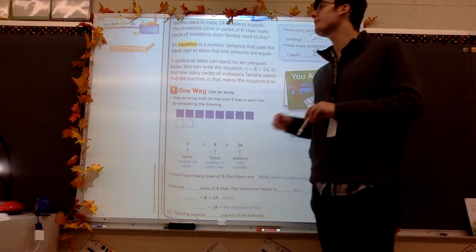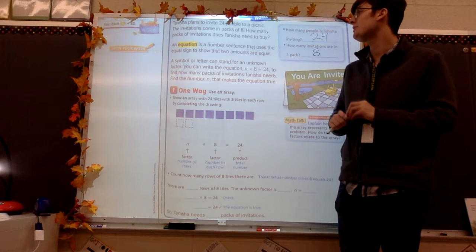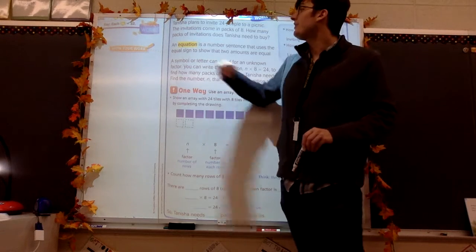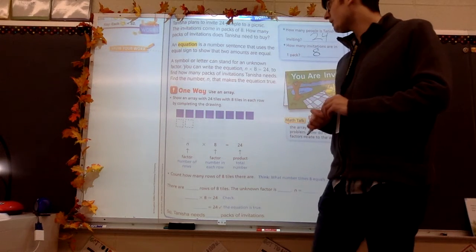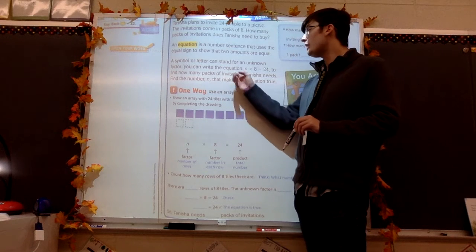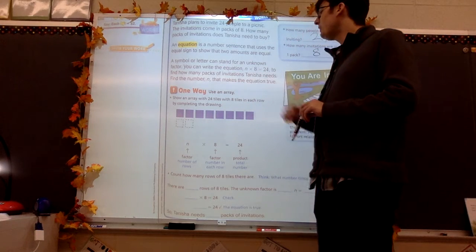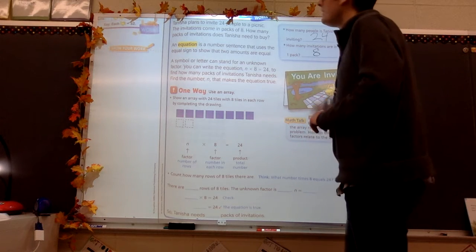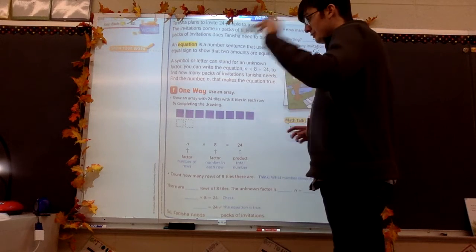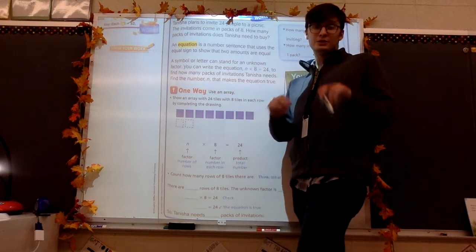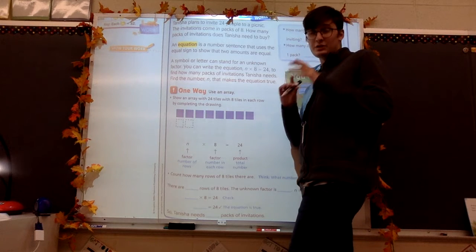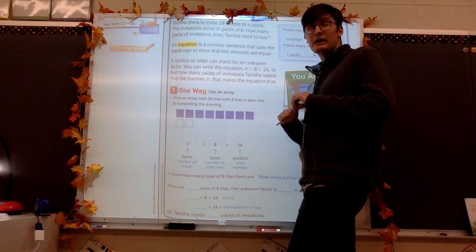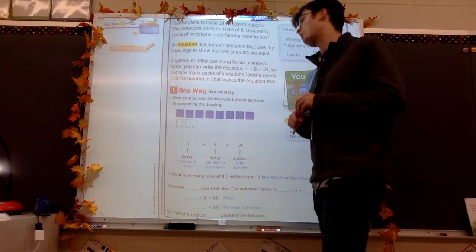Real quick, they remind us here that an equation is a number sentence that uses the equal sign to show that two amounts are equal. And then it goes on to say, a symbol or letter can stand for an unknown factor. You can write the equation n times 8 equals 24 to find out how many packs of invitations Tanisha needs. Find the number n that makes the equation true. So n is going to be our placeholder for the number that we don't know. We need to figure out what n equals so we know what we can times 8 by to get 24.